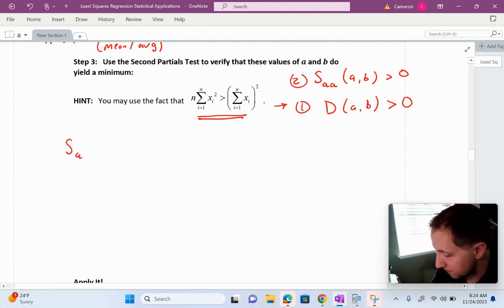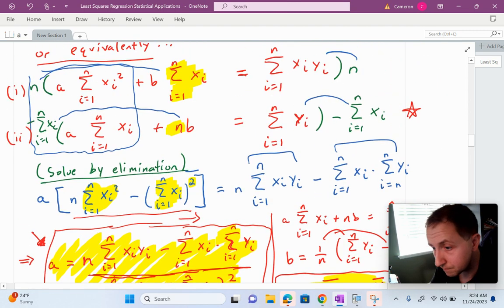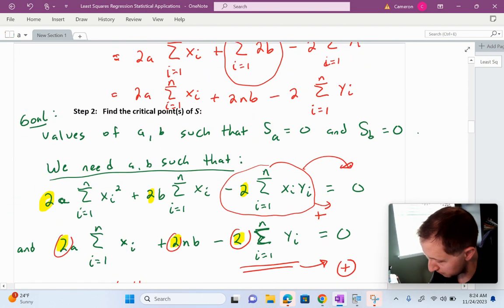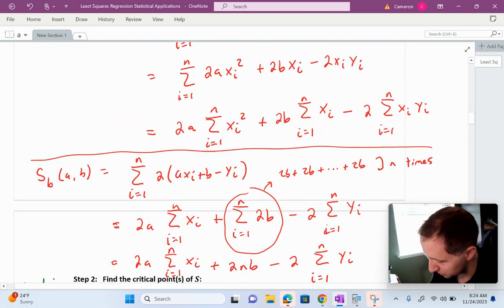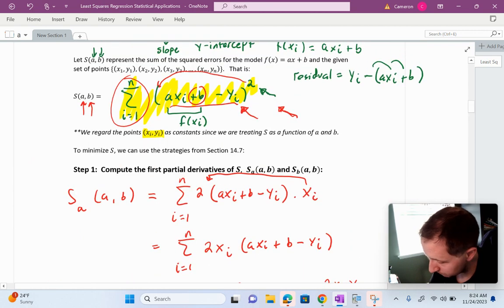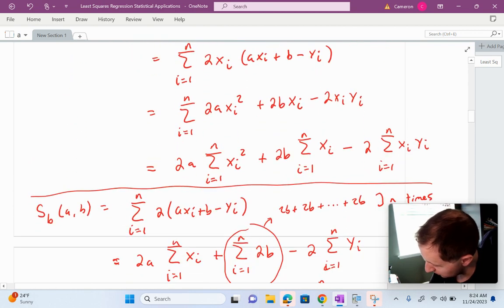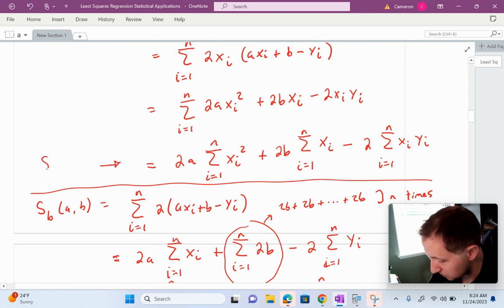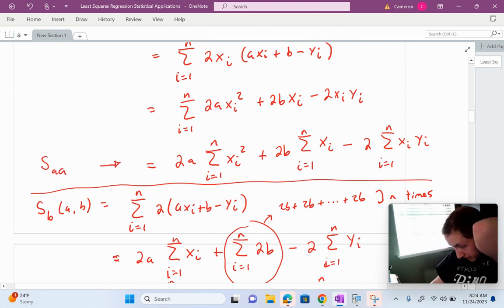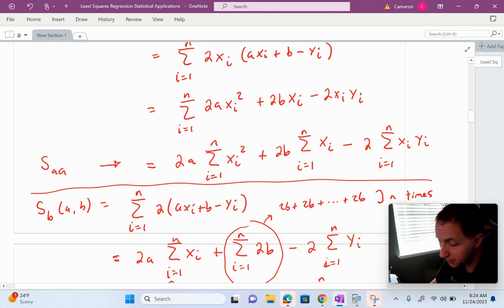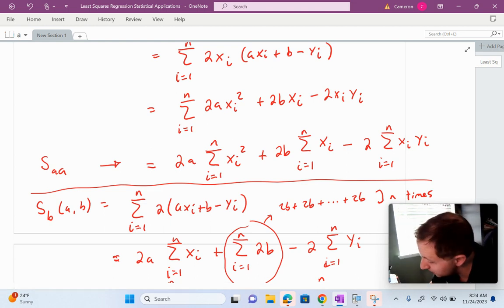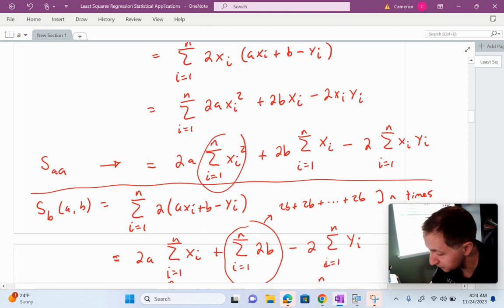So if I calculate s sub AA at AB, come back up to my function here, let's see. Lots of math. Original function was a few pages back. Okay, second derivative, here was our first derivative right here. So this was s sub a. If I take the partial derivative of that partial derivative with respect to a, I'm going to get the sum of xi squared. That's going to be the coefficient there. Or sorry, 2 times the sum of xi squared. That would be the coefficient in front of a.